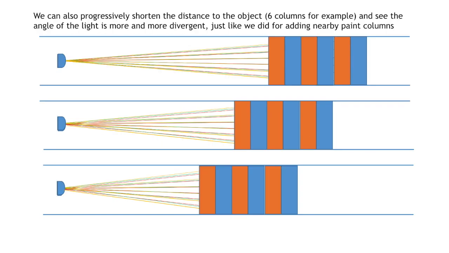We can also progressively shorten the distance to the object. Again, we've now put multiple rows of paint along our corridor, 6 of them for example, and we can move them progressively closer or farther. And you see that the angle of light is more and more divergent as it gets closer, just like we did for adding the nearby paint columns earlier.